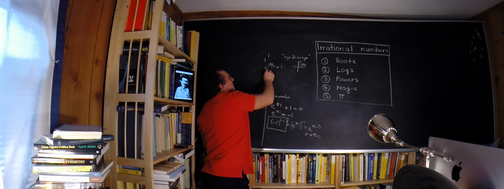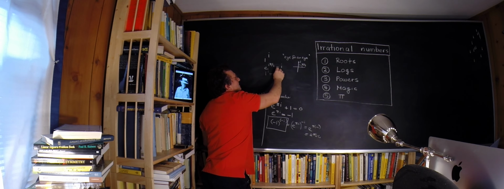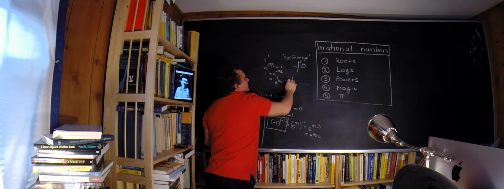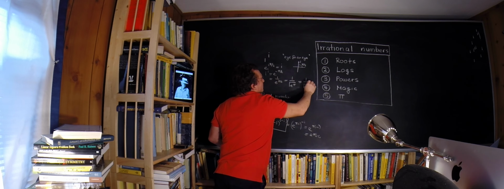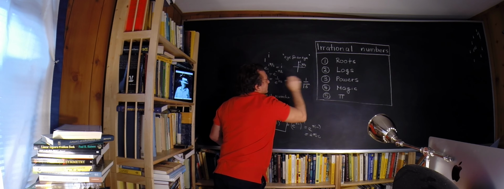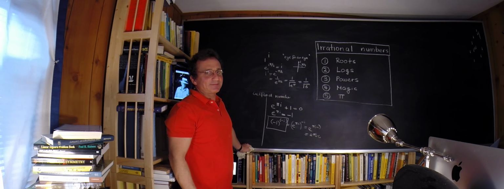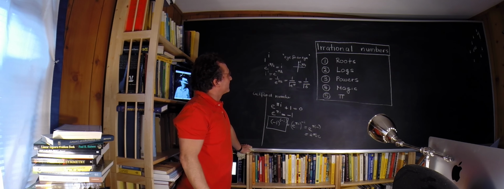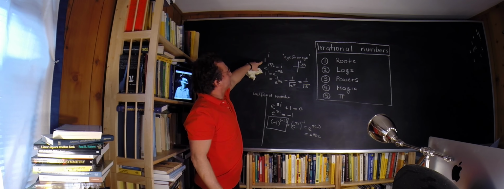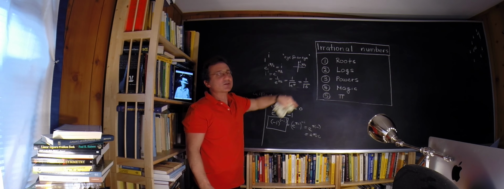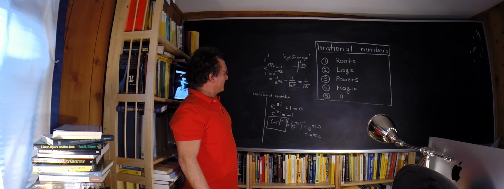And so if you take i to the i, we get e to the minus pi half, which is 1 over e to the pi half, which is 1 over the square root of e to the pi, which is 1 over the square root of this Gelfond number. So we see this i for an i number is actually just 1 over the square root of the Gelfond number.